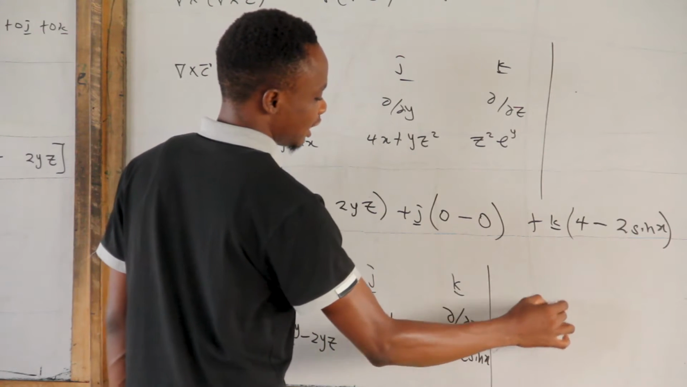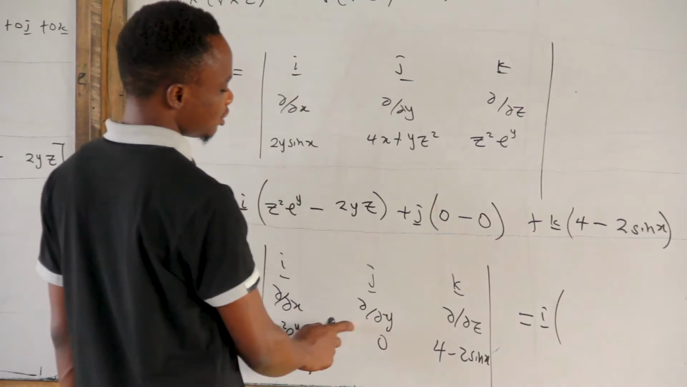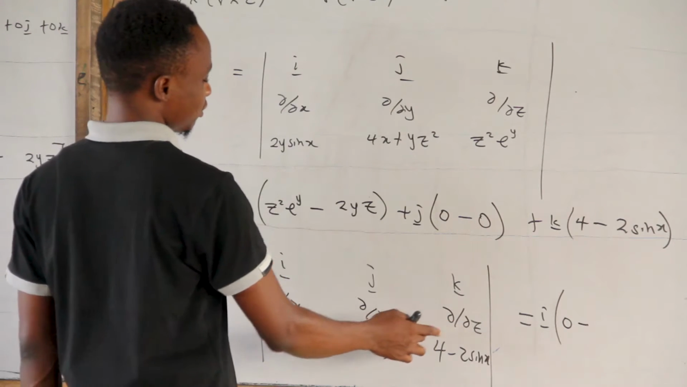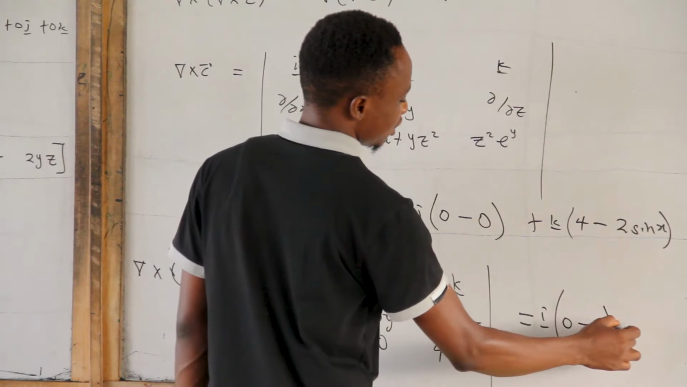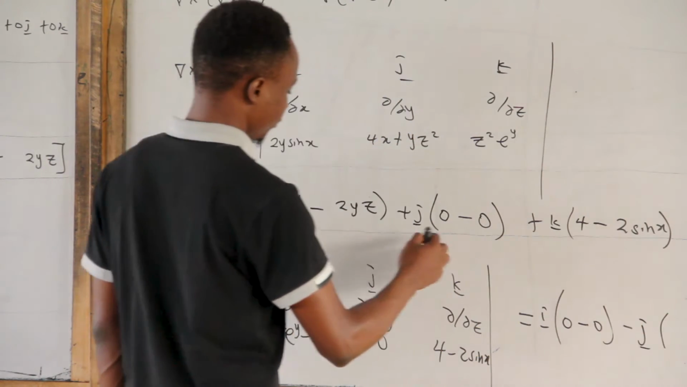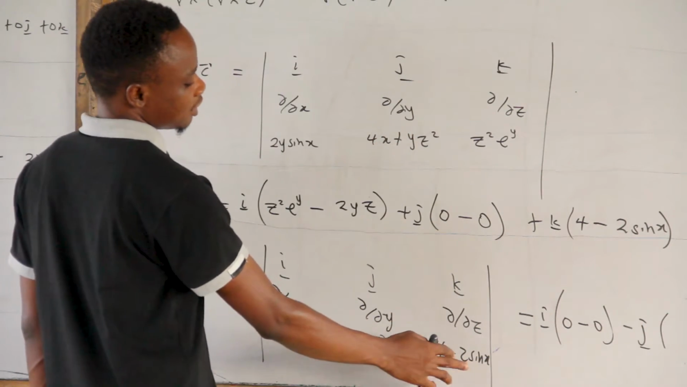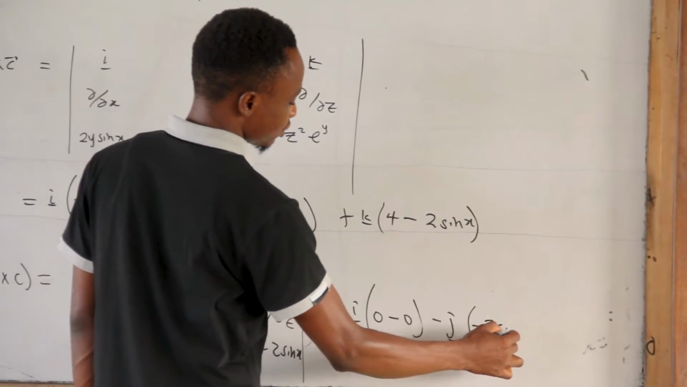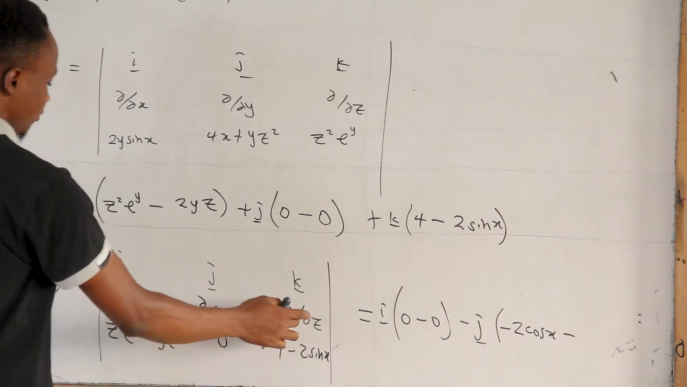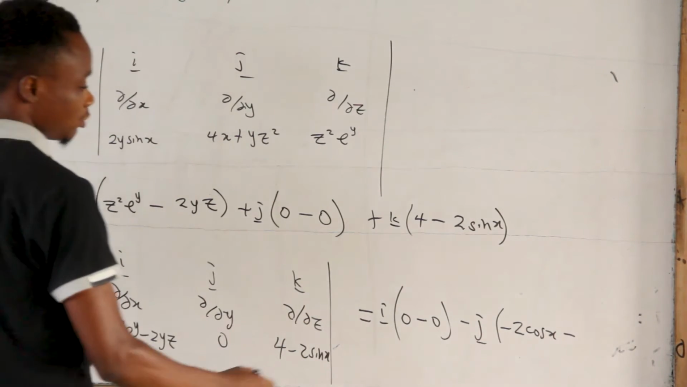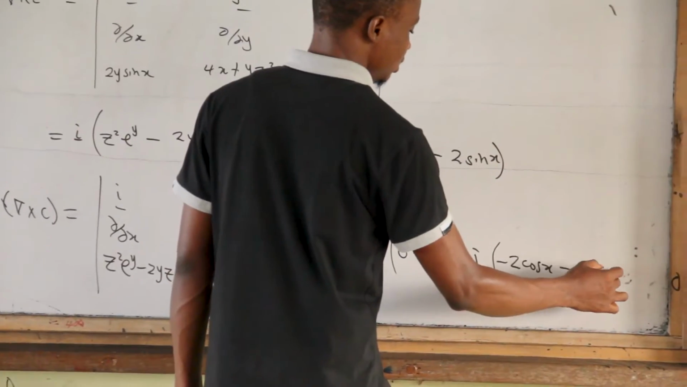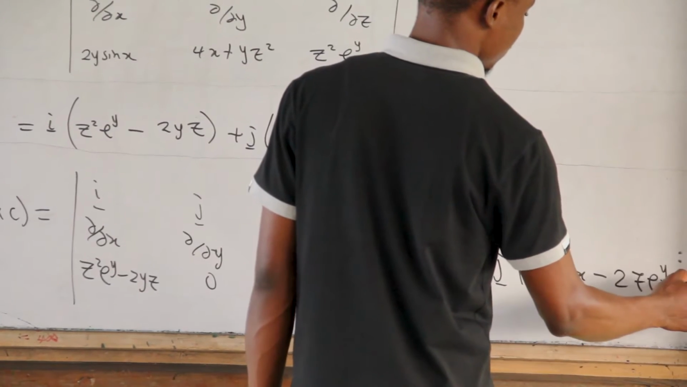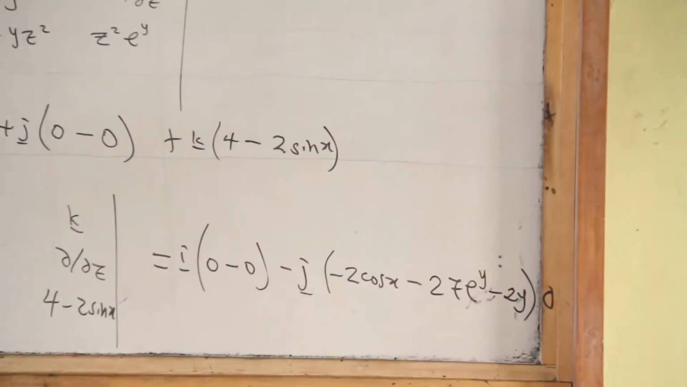This is going to be i into, cancel this and cancel this. The rest of this with respect to y is 0 minus 2 cos x. We have minus 2 cos x minus the derivative of this with respect to z. That would be 2z e to the power y minus 2y minus 2y. That's the derivative with respect to z.